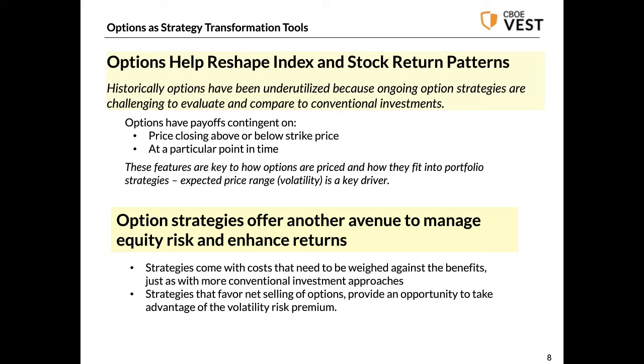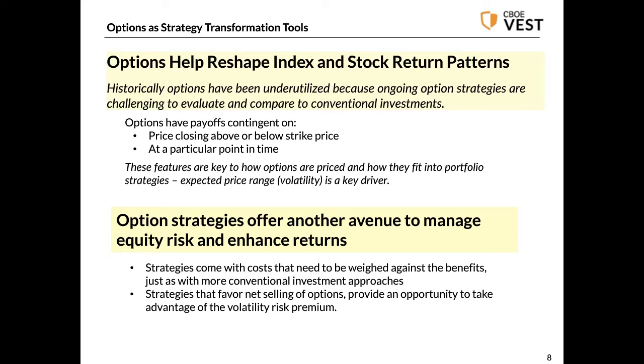Options pay off or provide profits when a price closes above a strike price for a call or below a strike price for a put. And so those payoffs are very asymmetric. They're zero or they're in profit. Also, they are focused on a particular point in time. They have an expiration date. And these features drive how options are priced and how they fit into portfolio strategies. And with this, it means that volatility, the range of returns, is a key driver.